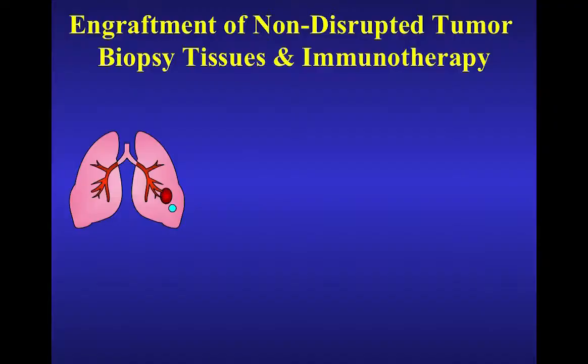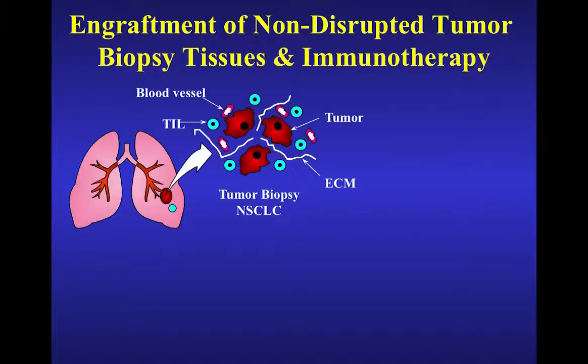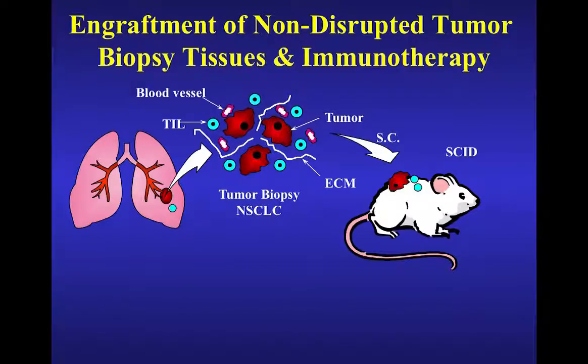So I'm going to begin just with one of our examples of the tumor xenograft. This is an engraftment of non-disrupted tumor biopsy tissues that we get. It's fresh tissue. This is mostly done fresh. We have done it frozen, but what we see here is we take a tumor. This is a non-small cell lung tumor. And what we do is we're taking this out and implanting it subcutaneously.